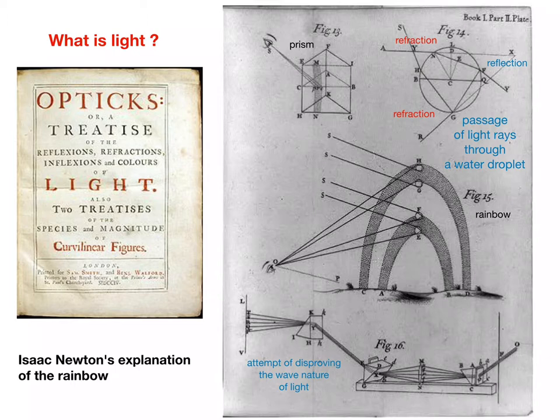Newton's interpretation of light was not entirely correct. He tried to explain light as a stream of corpuscles, particles, and the experiment shown in figure 16 is his attempt to prove that this is the case and that light is definitely not of wave nature. He thought if light was a wave, white light could not be dispersed and then recombined back into white light, as he shows in this experiment.